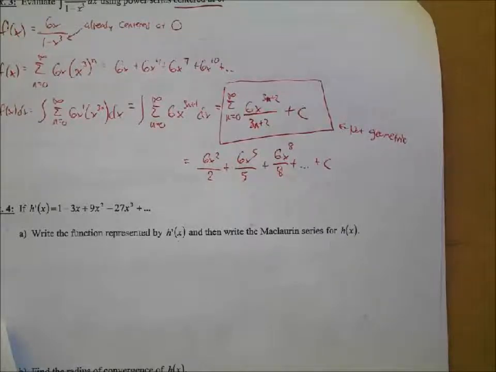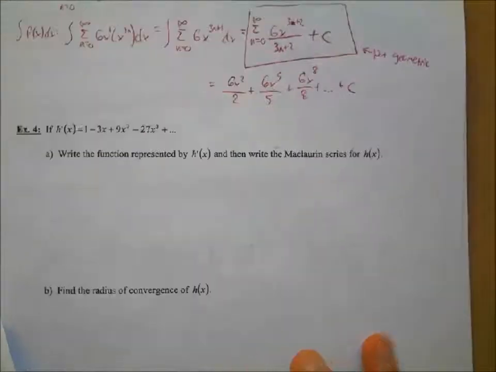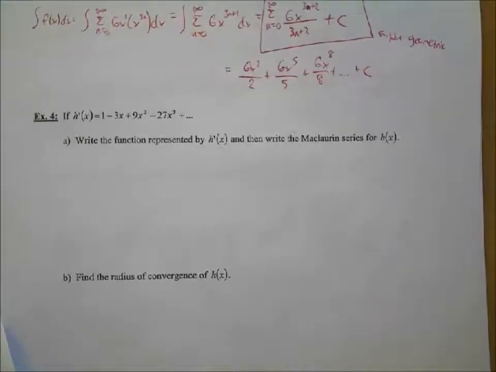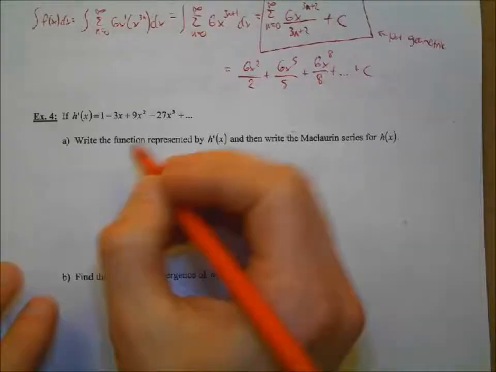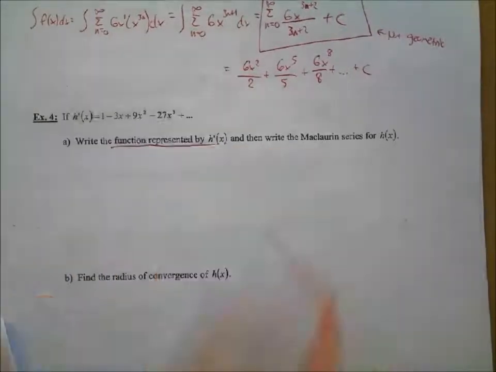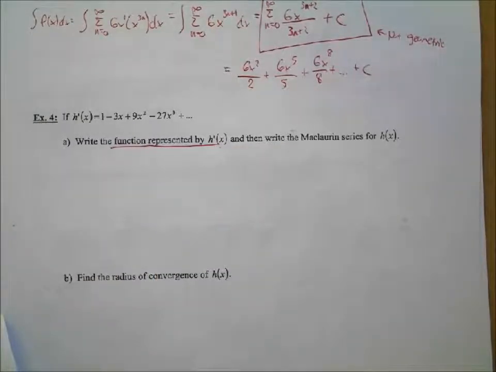All right, let's take a look here at the next one. Any questions so far? We're still good? All right. So number 4 here. If h prime of x equals 1 minus 3x plus 9x squared minus 27x to the third plus dot, dot, dot, we're going to write the function that's represented by that h prime. And then we're going to write the Maclaurin series for h of x.